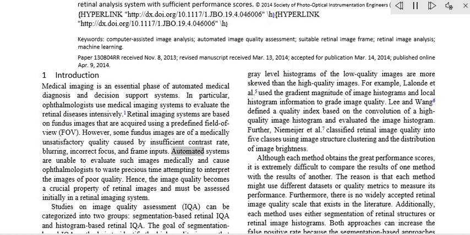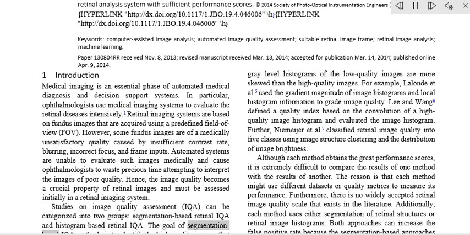Automated systems are unable to evaluate such images medically and cause ophthalmologists to waste precious time attempting to interpret the images of poor quality. Hence, the image quality becomes a crucial property of retinal images and must be assessed initially in a retinal imaging system. Studies on image quality assessment, IQA, can be categorized into two groups, segmentation-based retinal IQA and histogram-based retinal IQA.